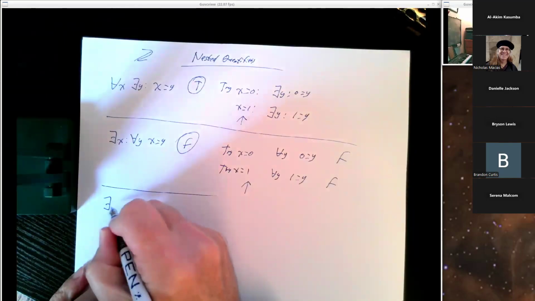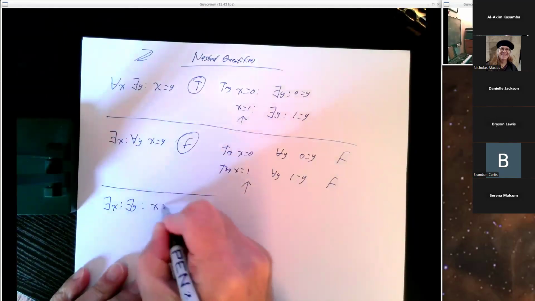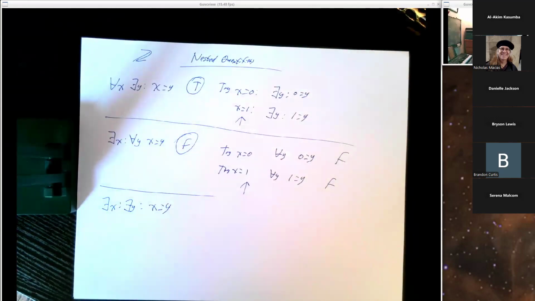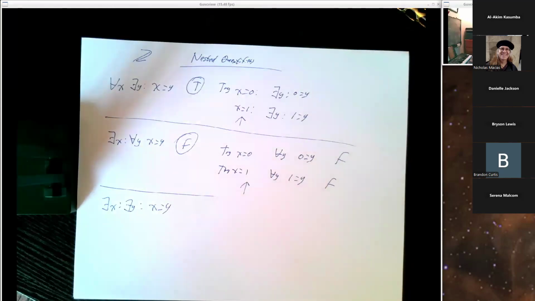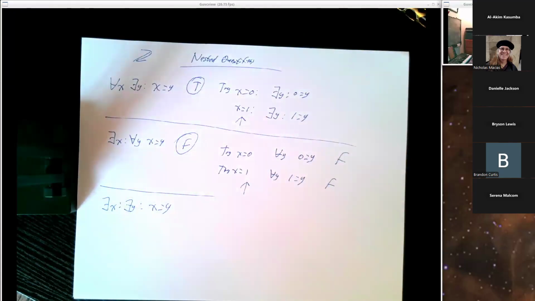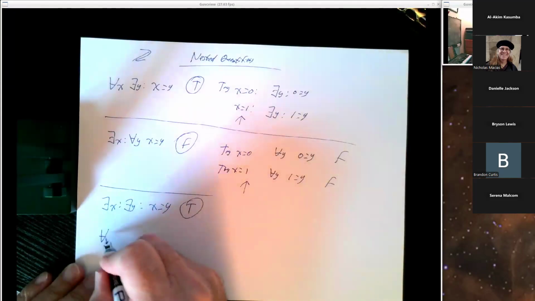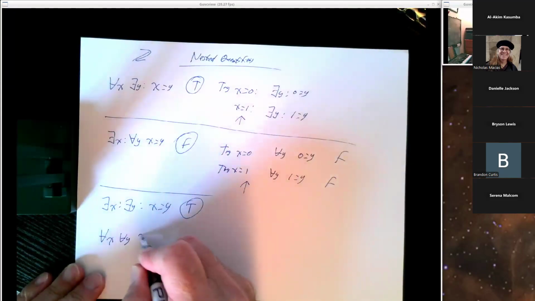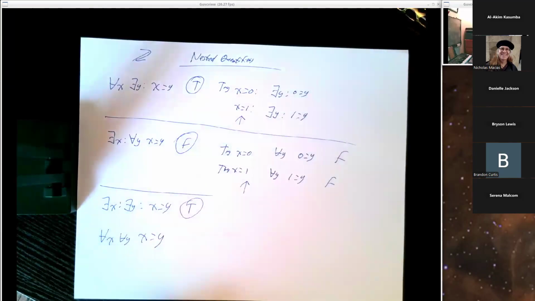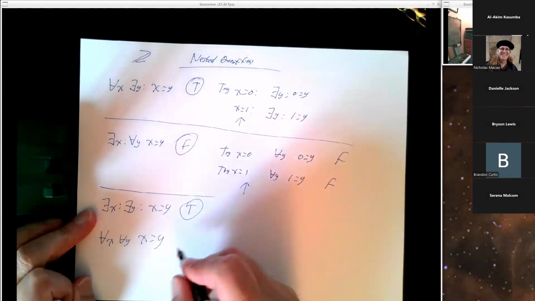I could say there exists an x such that there exists a y such that x equals y. And that's definitely true. I could pick x equal to 0 and y equal to 0. 0 equals 0. Definitely true. For all x, for all y, x equals y. That's blatantly false. Because if I pick 0 and 1, 0 is not equal to 1.